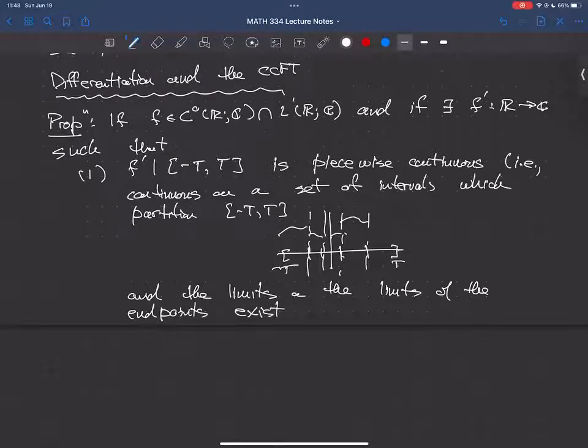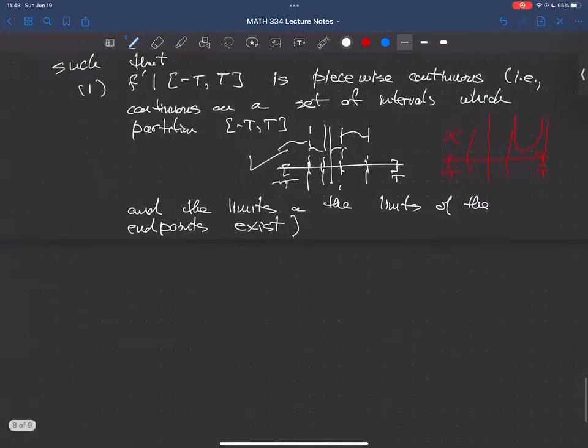So let me draw in red something I cannot have. I partition up like so, and I cannot have my function blowing up at the endpoints like that. So this is piecewise continuous. This is not. Sorry, maybe I defined piecewise continuous before, but in case I didn't, let that serve as my definition of piecewise continuity.